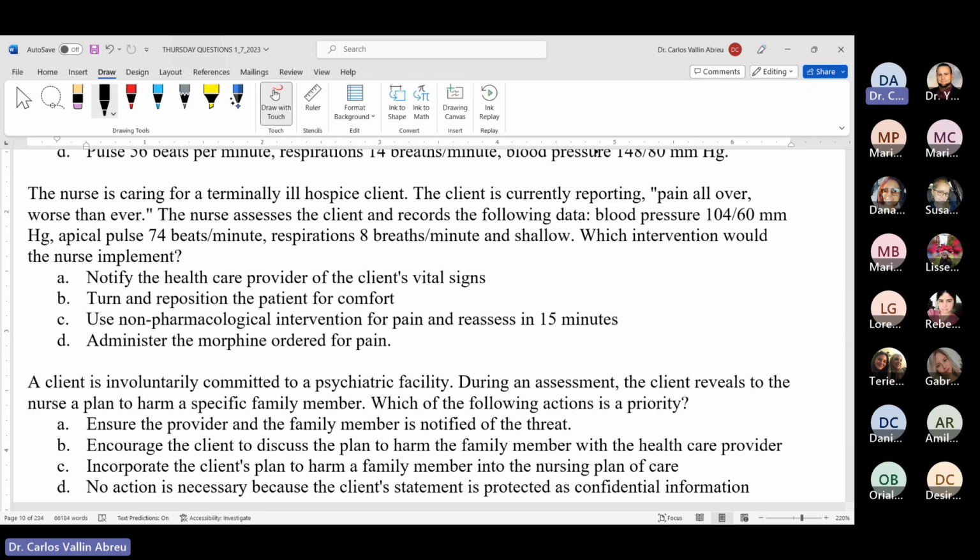Turn and reposition the patient for comfort. Use non-pharmacological interventions for pain, like massage, digital pressure, guided imagery, aromatherapy, music therapy, humor therapy, and reassess in 15 minutes. Administer the morphine ordered for pain. What would you answer in your NCLEX if you had this question?